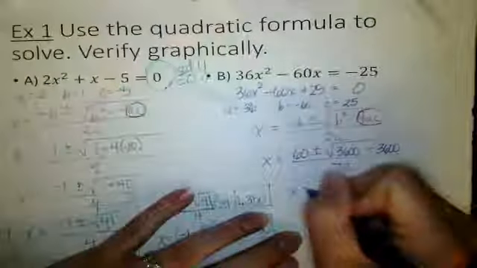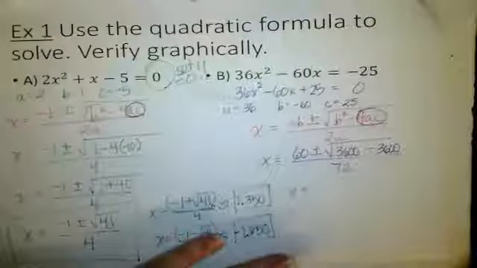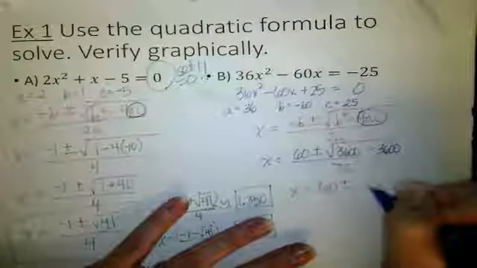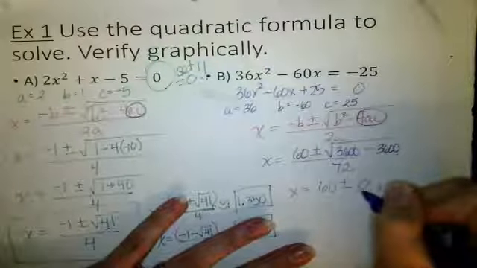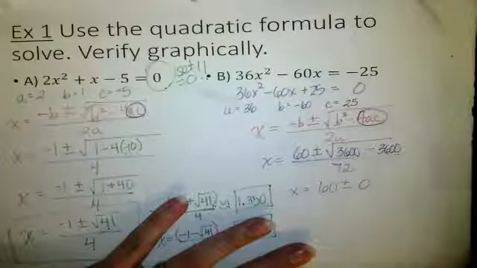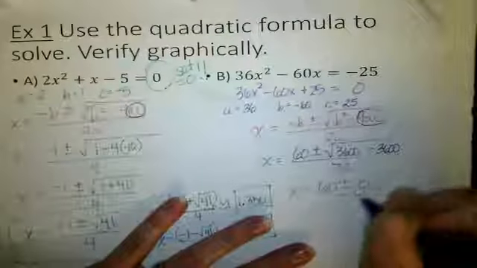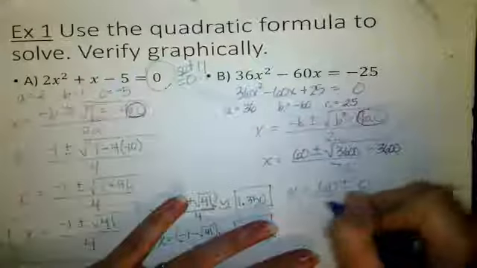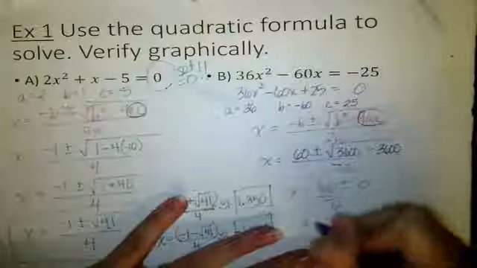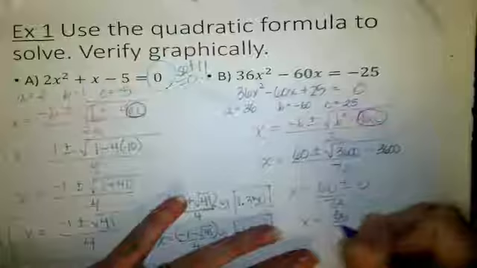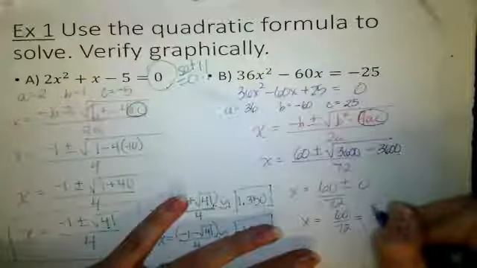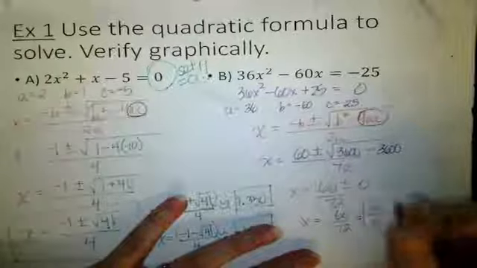Okay. So x equals 60 plus or minus 0. And what is the square root of 0? 0. Okay, just checking. So do we care about this plus or minus 0? No. Okay, so over 72. So x equals 60 over 72, which reduces by 12? Yeah. 5 over 6. Oh, that's interesting.